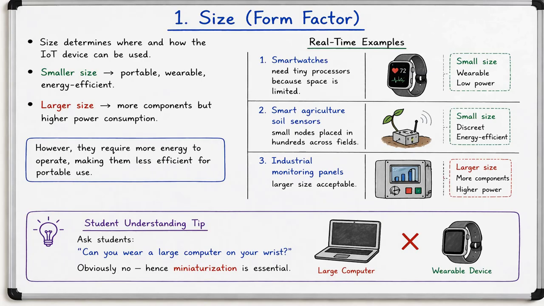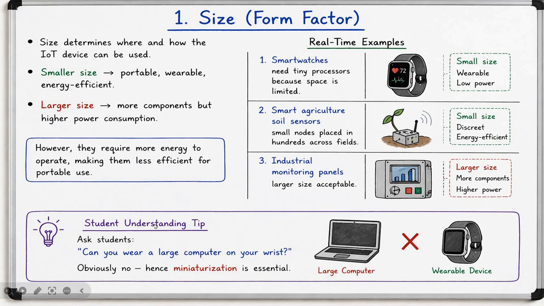Some real-time examples are smartwatches. These need tiny processors because the space is very limited here, and these are very small, wearable, low power. Second is smart agriculture soil sensors, where small nodes are placed in the hundreds across the fields, and here these are also small in size, discreet and energy efficient. And one more is industrial monitor panels, where larger size is acceptable, and here more components will be there and power consumption will be more.